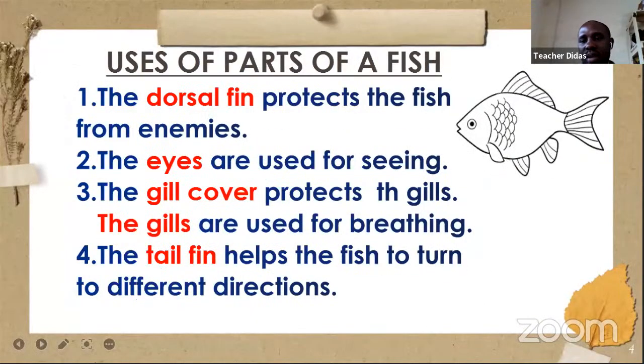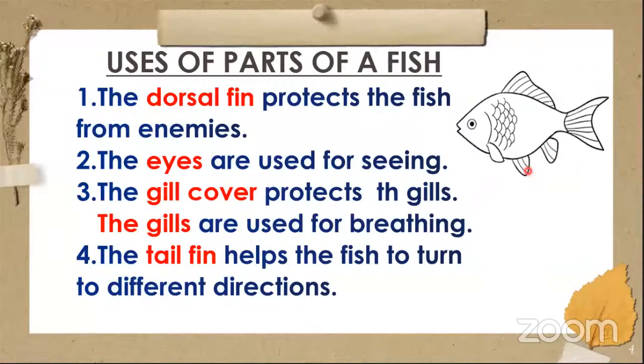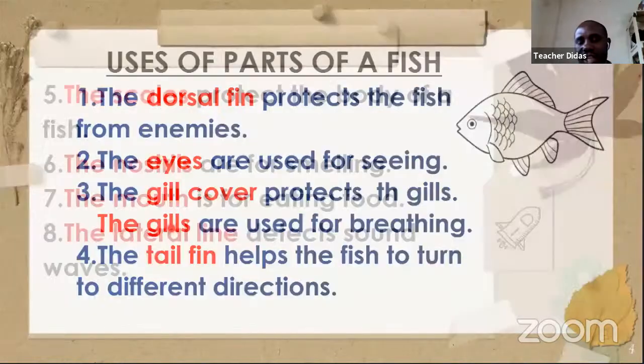Dorsal fin, as you can see in my diagram here. Because they can draw their diagrams differently, this one is the dorsal fin. This one is the tail fin. This one is the anal fin. This one is the pelvic fin. This is the pectoral fin, and these ones are together. So that's how they're used for protection. They protect the body of the fish.